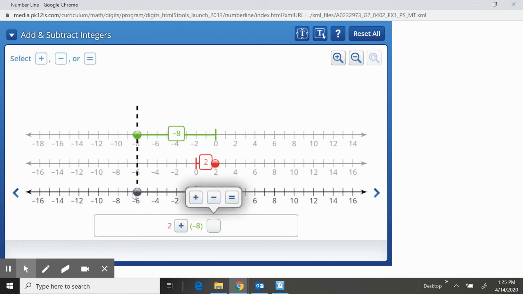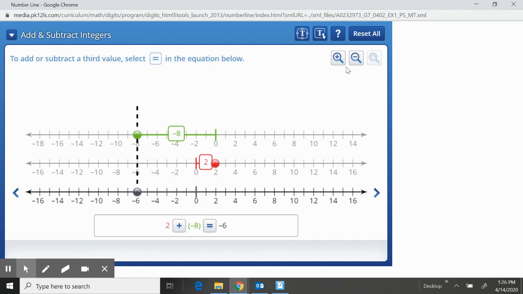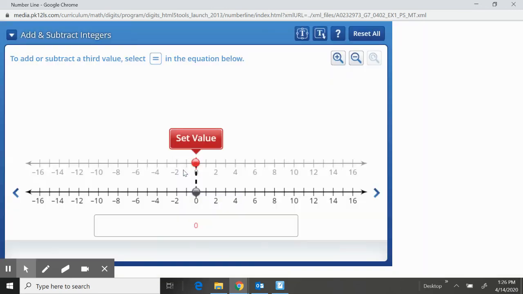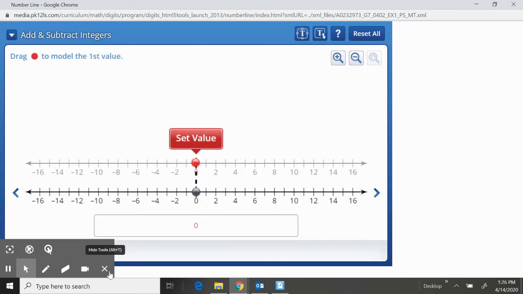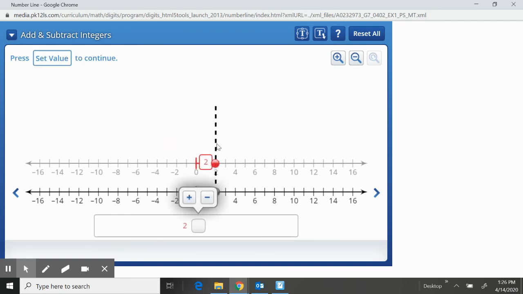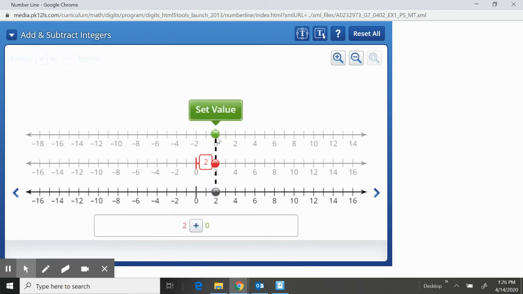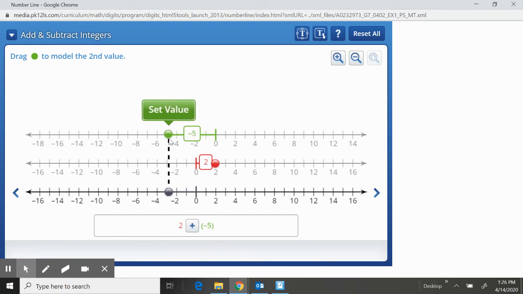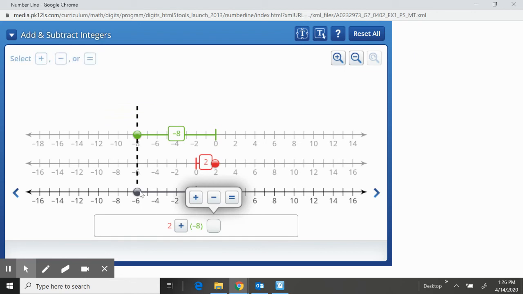So the black gives me the answer. Okay, so I had 2, and I went negative 8. What's my answer? Hopefully you see that's negative 6. Yes, equals negative 6. I'm going to reset that and show you that again. Yes, I'm sure that I want to reset it. Okay, so again, it was 2 plus negative 8. So 2, 1, 2, set my value, plus negative 8, negative is in the left direction. 1, 2, 3, 4, 5, 6, 7, and 8. Set my value, and it gives me my answer of negative 6.